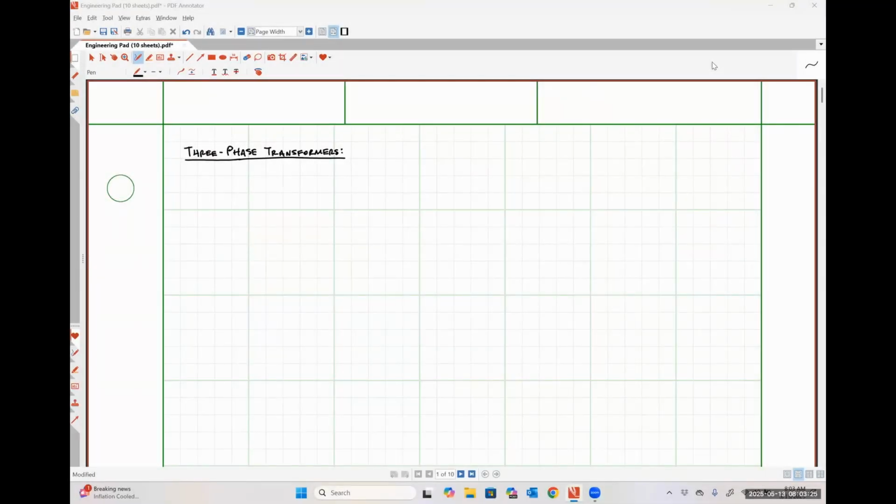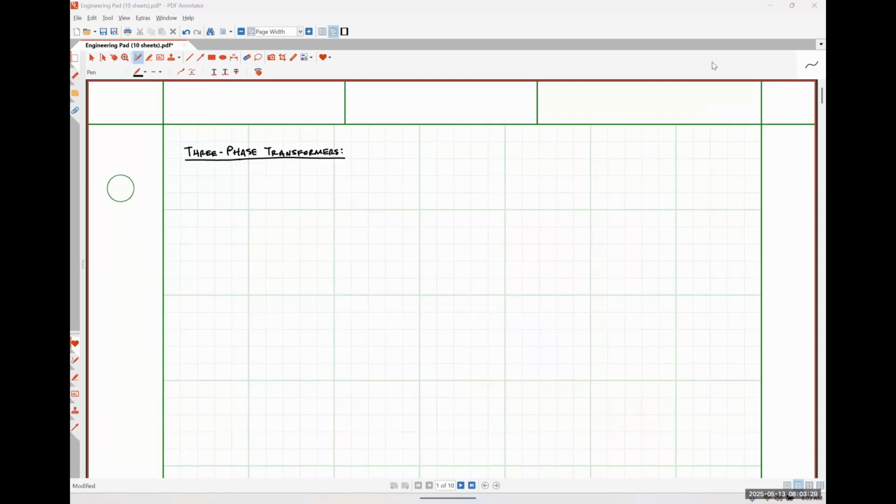All right, so with three-phase transformers, there are three different configurations that we might see. Before we get into that, I want to just briefly explain that we can treat a three-phase transformer as simply three single-phase transformers connected together in some possible way. So the first one that I want to look at is a YY transformer.